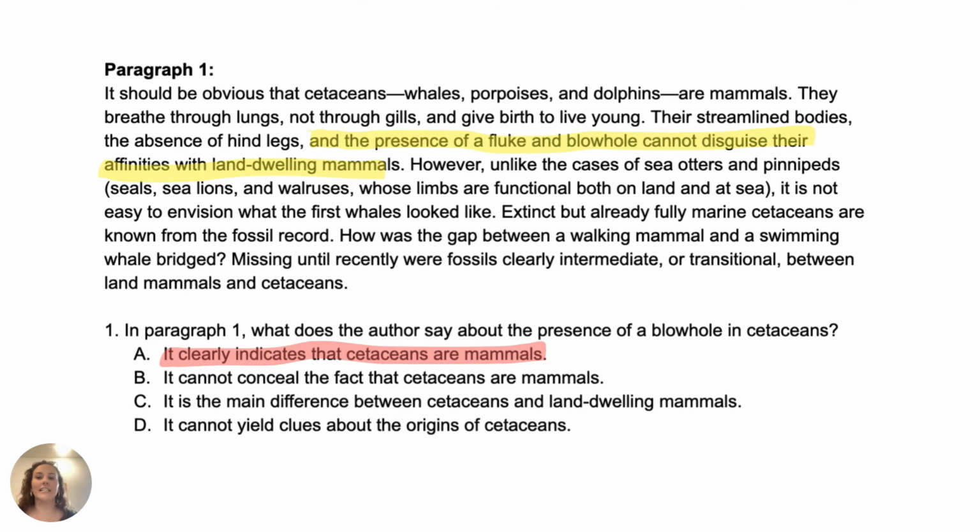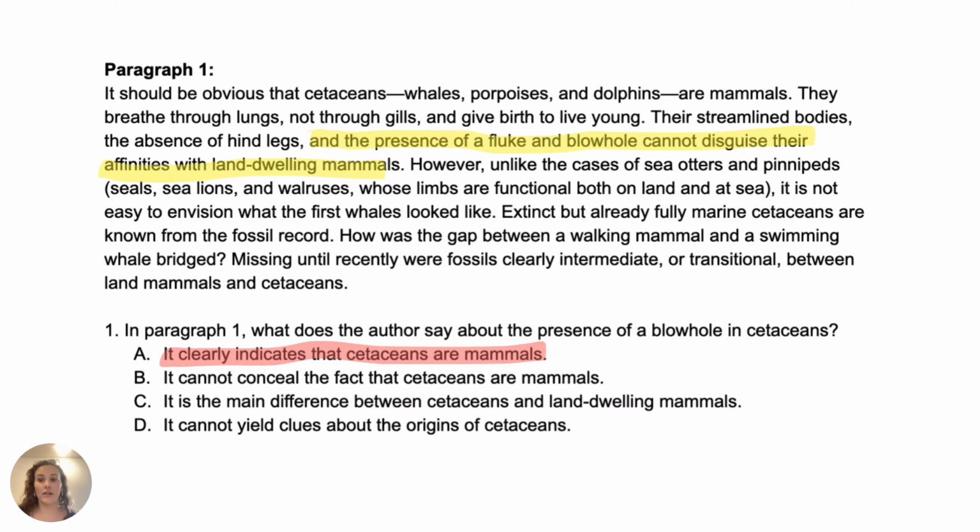A. It clearly indicates that cetaceans are mammals. That does not align with my prediction. That does not align with the highlighted yellow sentence. So I would eliminate choice A. What about choice B? It cannot conceal the fact that cetaceans are mammals. That's really similar to my prediction. It even uses the word conceal, which is a synonym for disguise. So we're going to keep that one and come back to it.